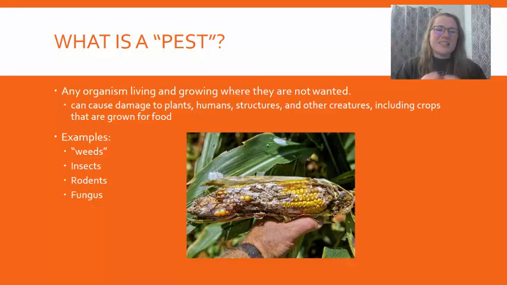Well, a pest is any organism living and growing where humans don't want them to live and grow. And these pests are also going to cause damage to plants and humans and structures and other creatures. And this includes damage to the crops that we're trying to grow for food to feed our ever-growing human population. Now, some examples could be weeds or plants that are growing in the agricultural field. The problem with that is that these weeds are directing nutrients to them and kind of stealing those from the crop that you're trying to grow.